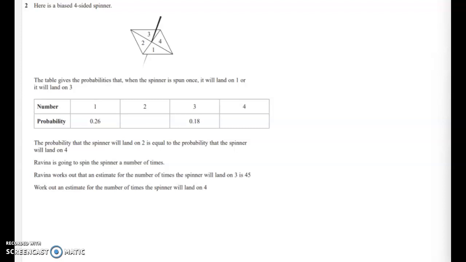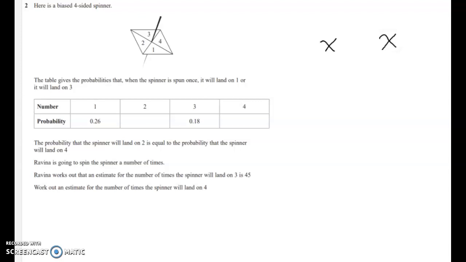Now if we look at the table that is formed here, they're telling you that the probability of hitting 1 is 0.26, the probability of hitting 3 is 0.18. But right underneath the table, it does say that the probability of landing on 2 and the probability of landing on 4 would be the same. So if I assume that the probability of landing on 2 is x, the probability of landing on 4 would be x as well, right?